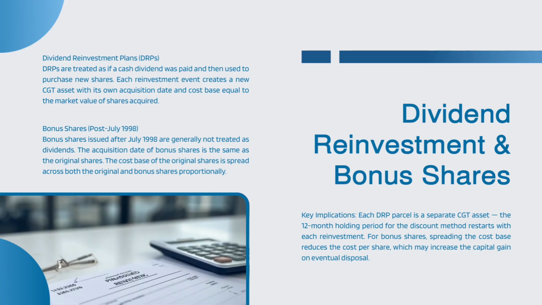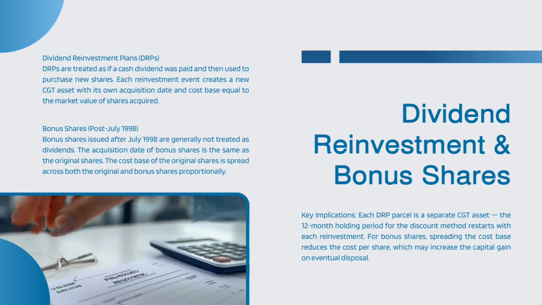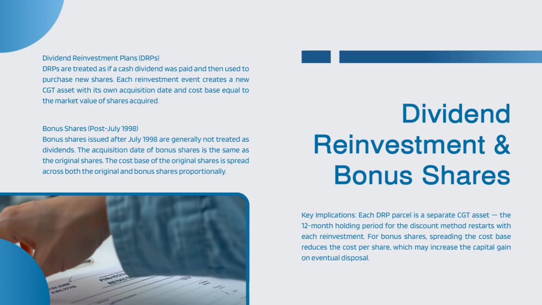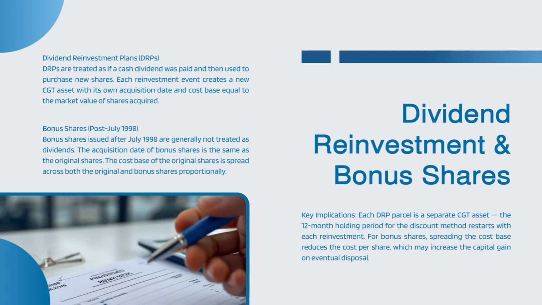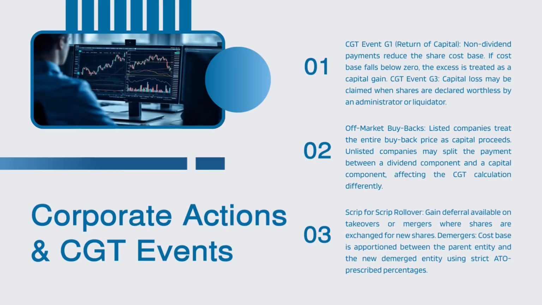Issued after July 1998, they aren't usually taxed as dividends. Instead, they take on the acquisition date of the original shares, and the original cost base is simply diluted across the new total number of shares, lowering the cost base per share.